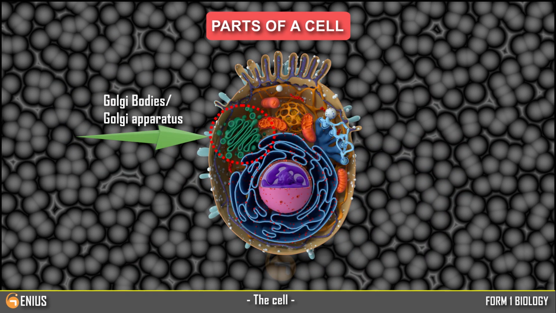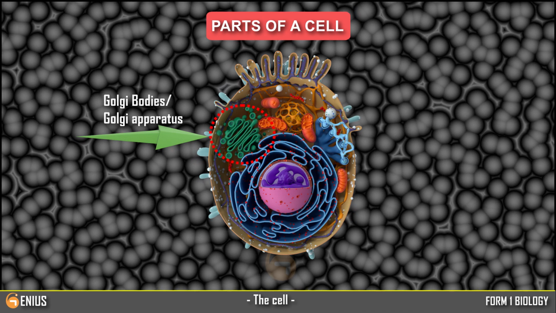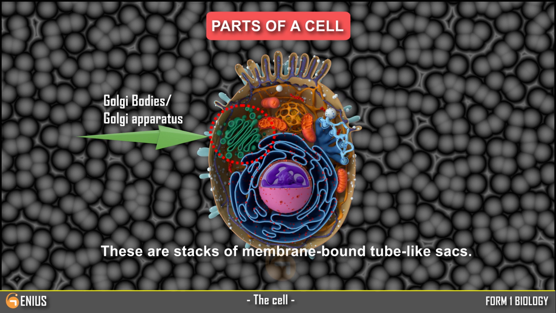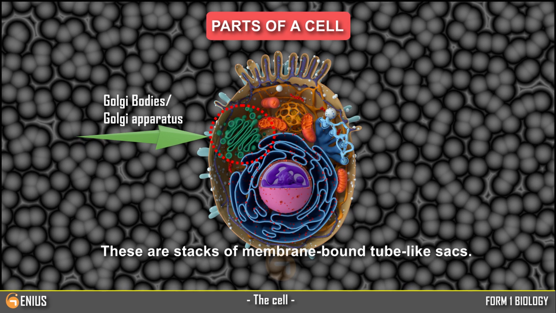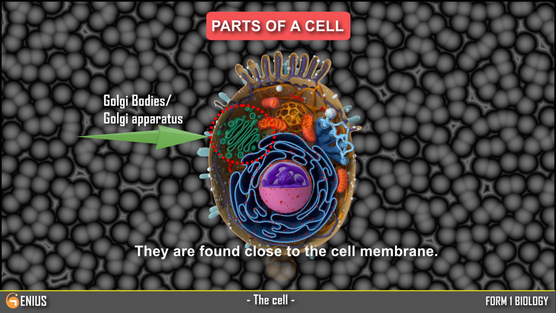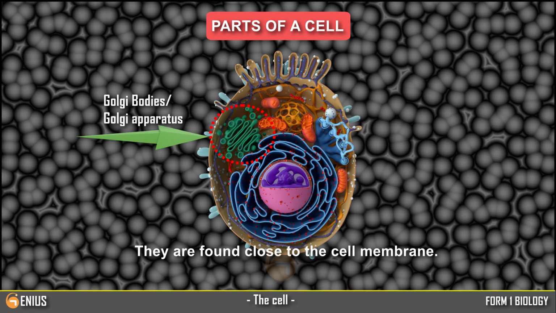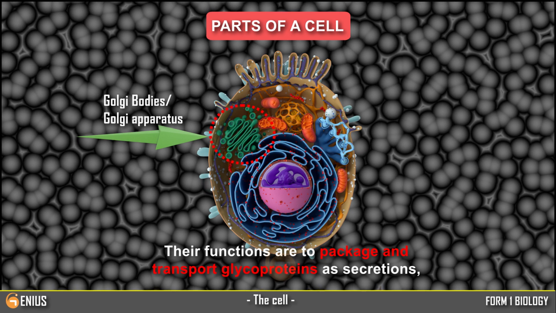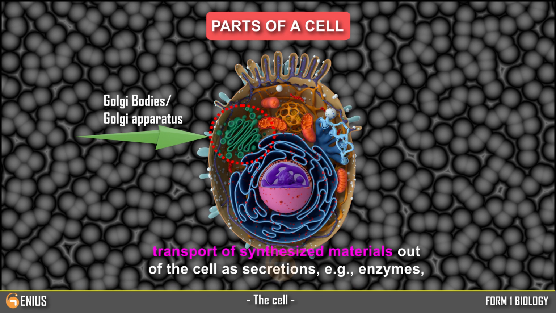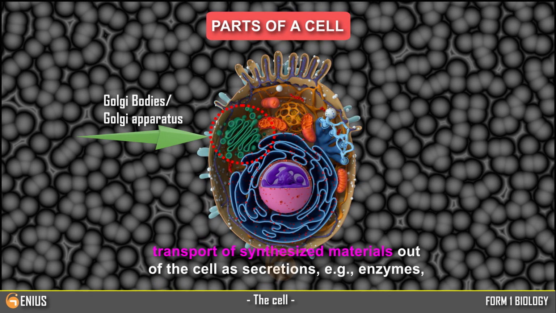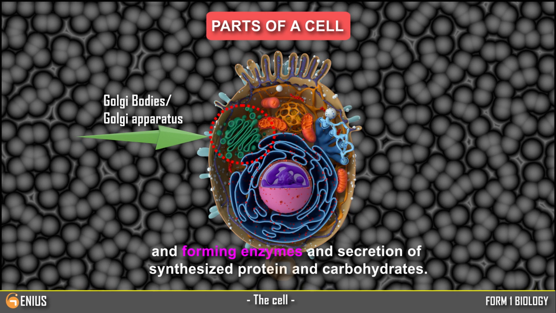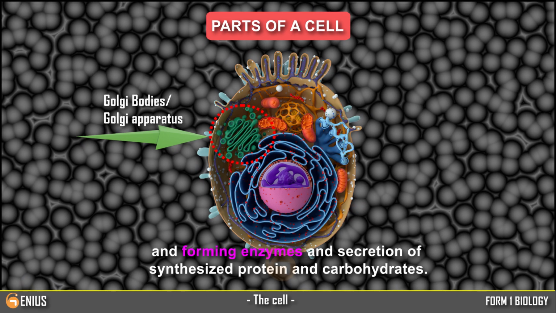Golgi bodies, also called Golgi apparatus. These are stacks of membrane-bound tube-like sacs. They are found close to the cell membrane. Their functions are to package and transport glycoproteins as secretions, transport synthesized materials out of the cell as secretions, for example enzymes, and form enzymes and secrete synthesized protein and carbohydrates.